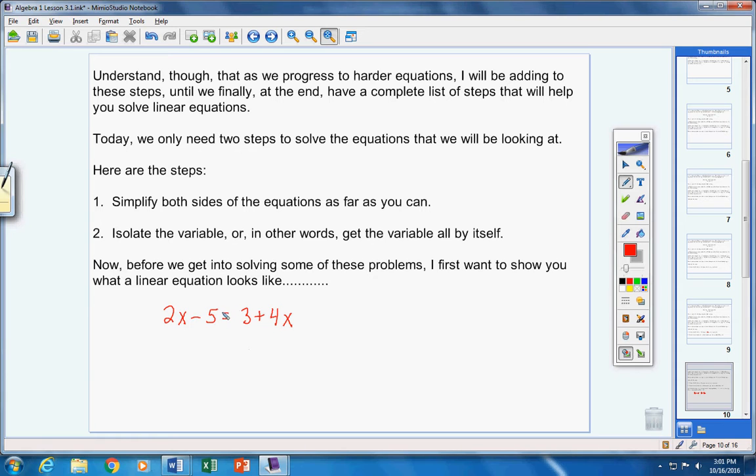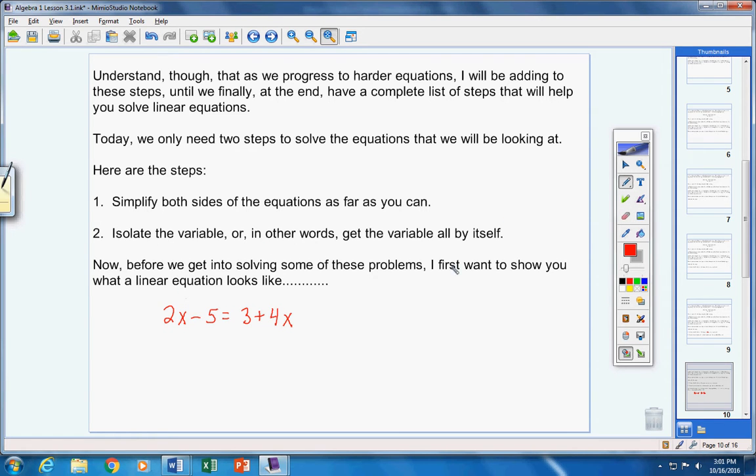Now, first of all, notice for you to have a linear equation, you must have an equal sign. I know that's pretty obvious, but let's be honest. Let's make sure everyone understands this, okay? In order for you to have a linear equation, you must have an equal sign somewhere. This is not an equation. That is an algebraic expression, but it's not an equation, okay? Because there's no equal sign anywhere, okay? But here we have an equation.